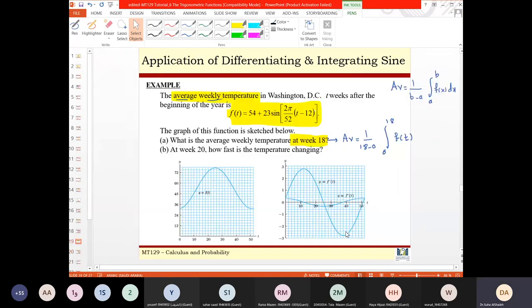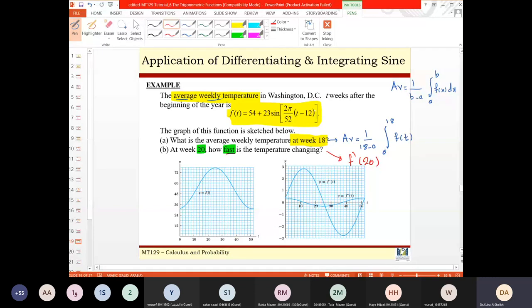The second part of the question, they are asking about at week 20 how fast the temperature is changing. What does how fast mean? Speed, right? This reminds me of the velocity. If I say how fast, I'm talking about speed. Speed is what? Rate of change. Rate of change means I'm talking about the derivative. So actually I'm talking about f dash at week 20.